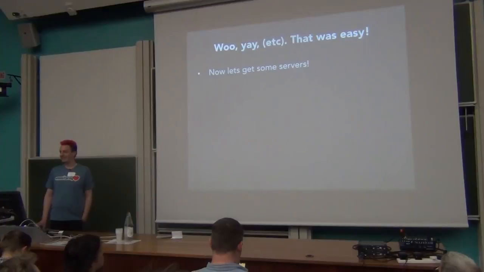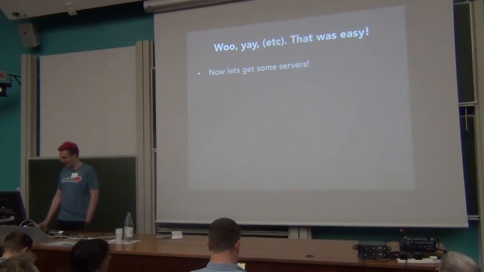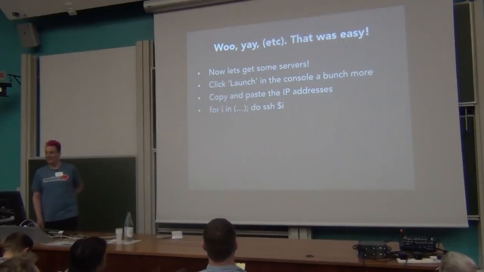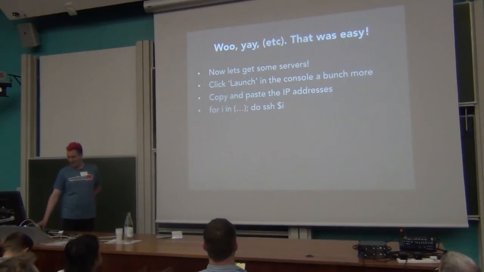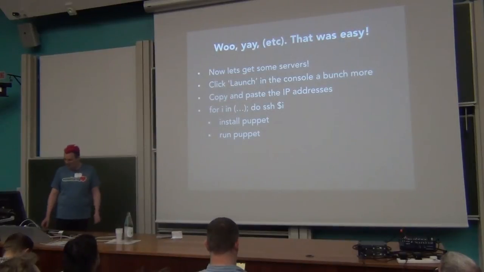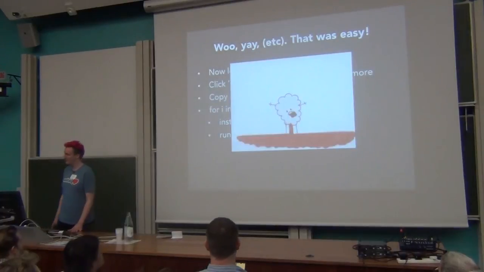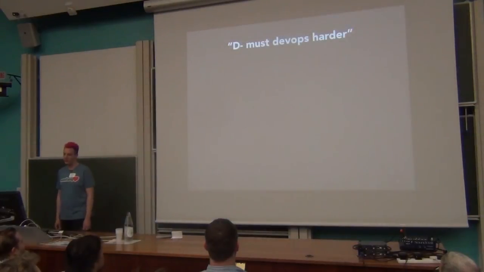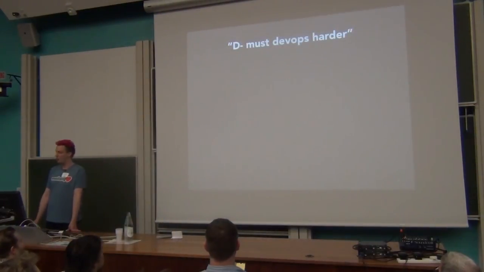So, cool, we're in the cloud, it's easy, let's get some servers. I'll just go click launch, and I'll SSH into them all, and then I'll install Puppet, and then I'll run it. And this sounds terrible. If you ask me to do that, I'm just going to go, no, sorry, you get a D minus. You're doing DevOps wrong.